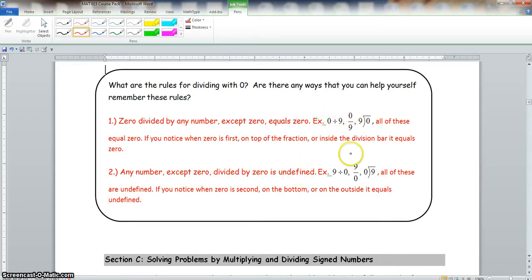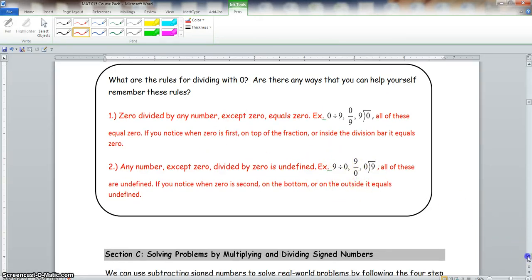And here are your examples. Now, it says, are there any ways that you can help yourself remember these rules? Well, with this here, you notice that this is first, this is on top, and 0 is on the inside. So first, top, inside, you know that they're equal to 0. Now, if you look here, second, bottom, outside, they're all undefined. And you could pause this and look at this at your leisure.